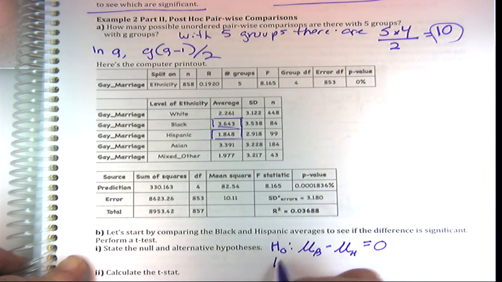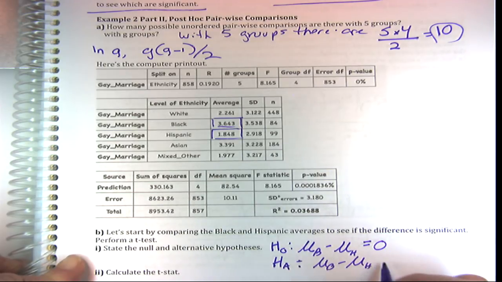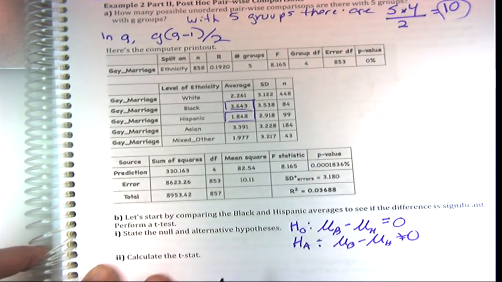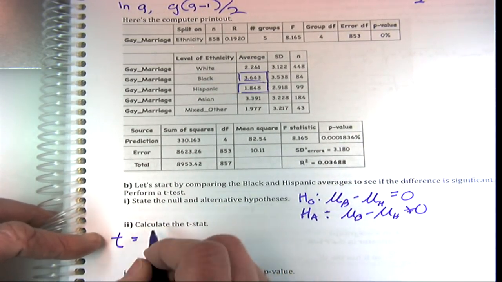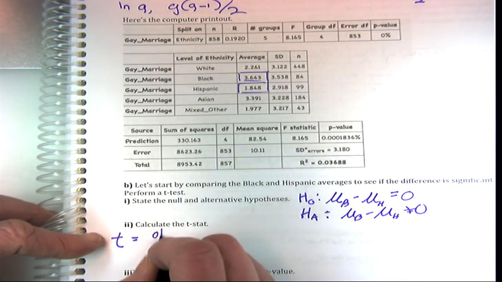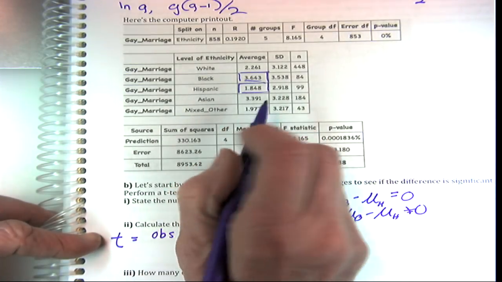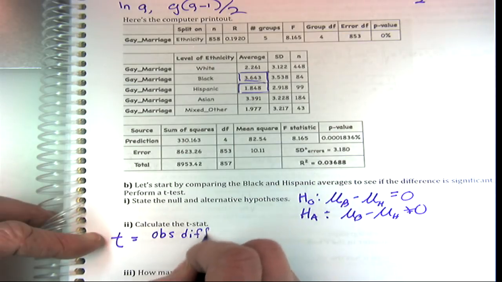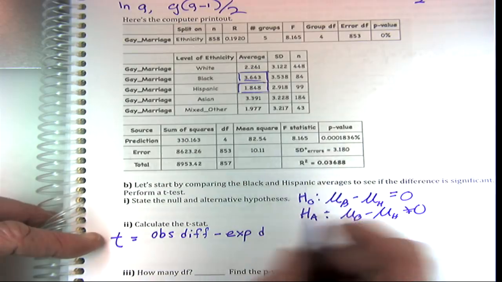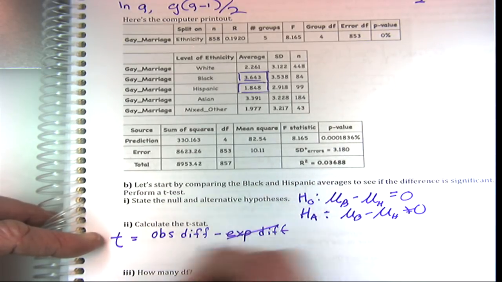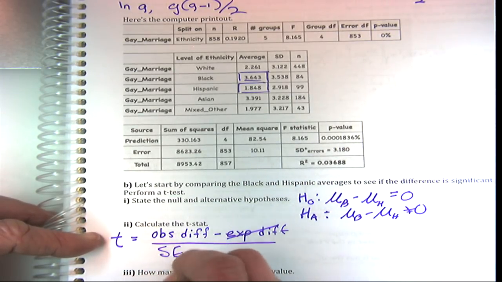They're equal to each other. And the alternative is it's not equal to 0. There's no difference between the groups under the null. All right, so calculate the t. So what is the t? It's our usual t, our observed difference between the two groups, minus the expected under the null, which is 0, over our standard error for the difference.